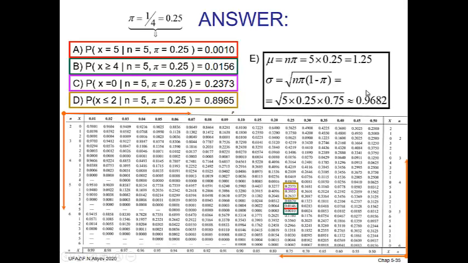If you want, you may calculate the average and standard deviation for this distribution just by using their formulas. N pi is this, N pi times 1 minus pi is this. Okay, that's all. Now let's try to explain these answers.